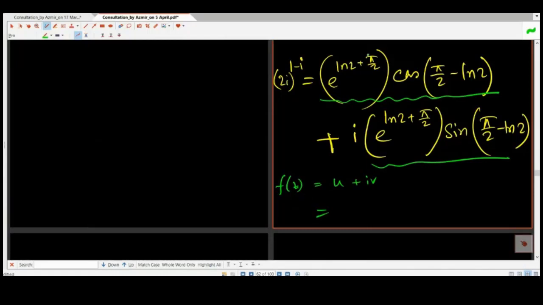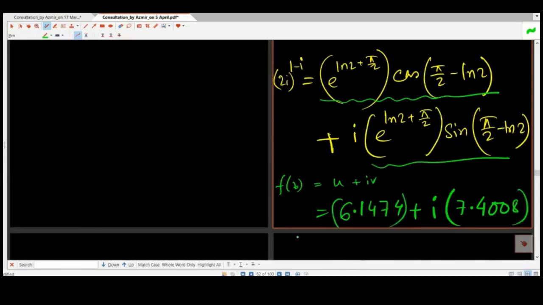So if we use a calculator, let me use my calculator. This part is becoming 6.1474 plus i 7.4008. So this is done. We have found this result.